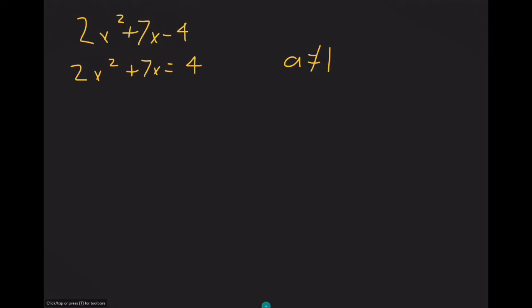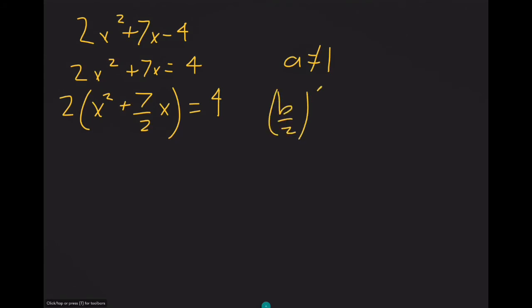When we factor 2 out of 7, we're going to get 7/2. I highly recommend writing 7/2 as a fraction instead of a decimal, because it's going to be a lot easier to square fractions. Alright, so now we're going to complete the square. So (b/2)², which in this scenario is (7/2 divided by 2)², which is (7/4)², and that's 49/16.